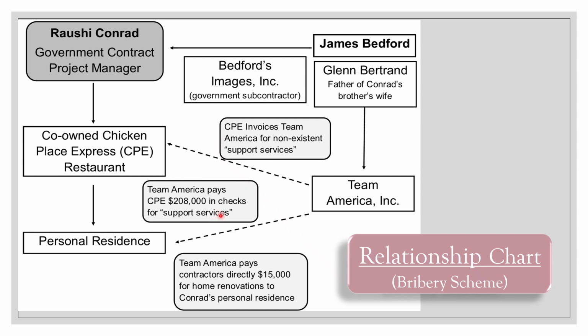And then Team America paid the bribes, $208,000 for those. Team America also paid contractors for work that was done at Conrad's personal residence. So it's an indirect payment, but a bribe nonetheless.